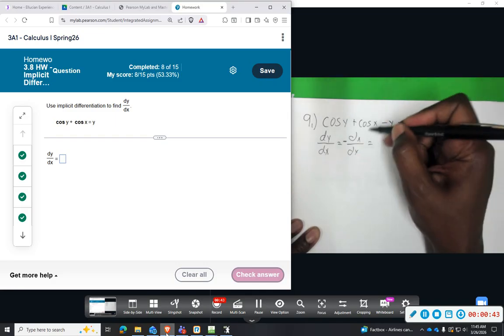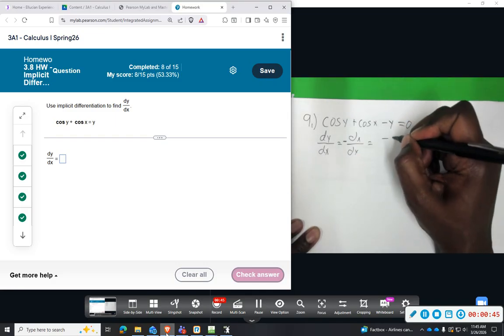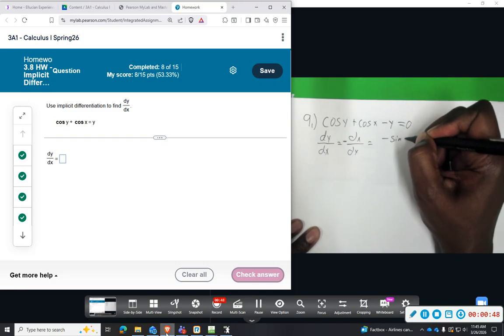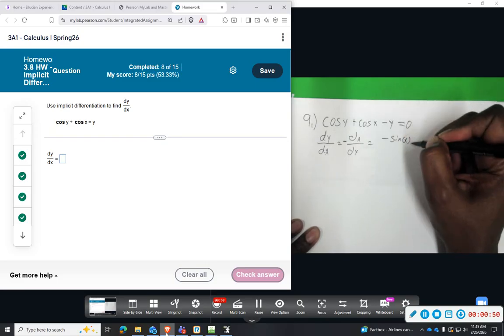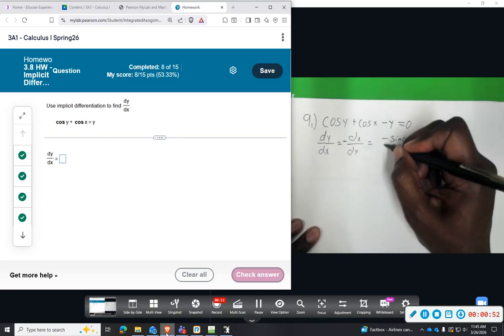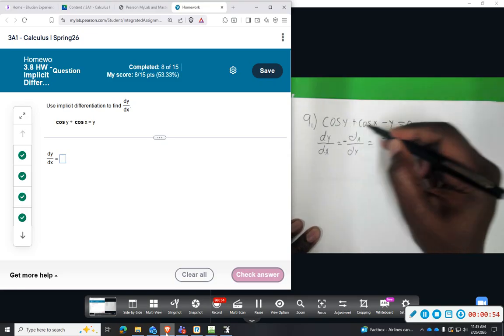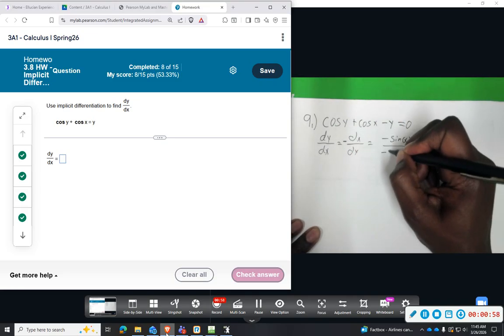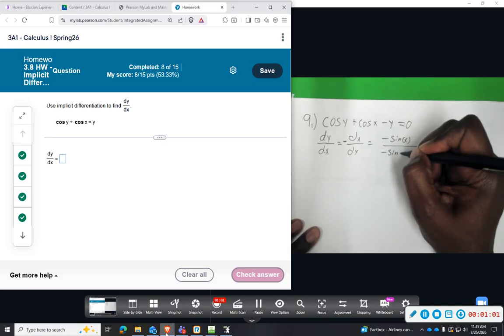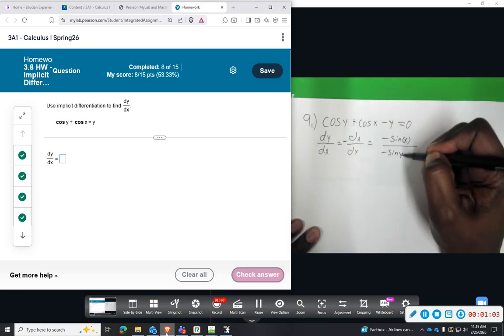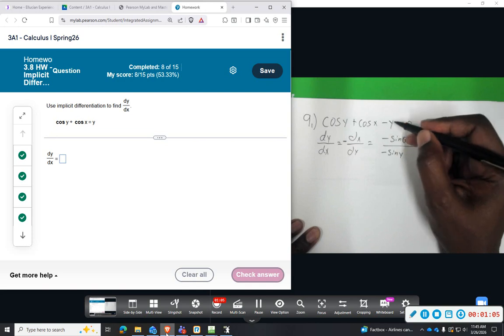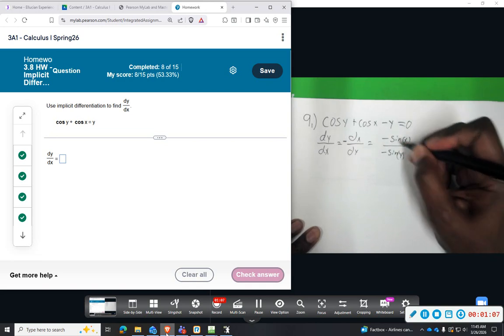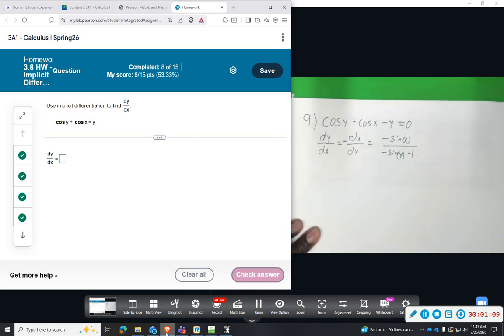Partial of x: the derivative of cosine is negative sine of x. The derivative of x is just 1, so we just get negative sine x. The derivative with respect to y only is going to be negative sine of y. The derivative of y is 1, and then the derivative of negative y is negative 1.